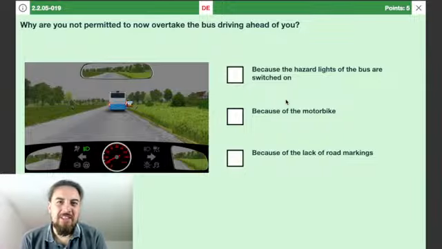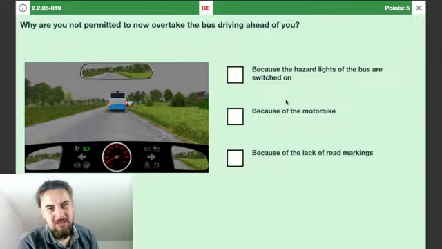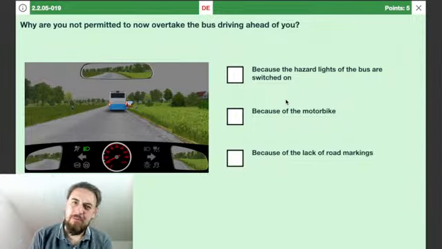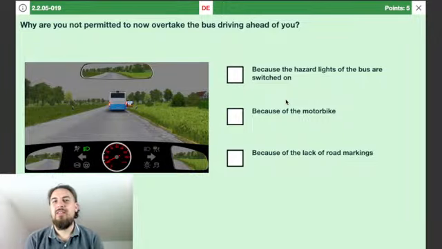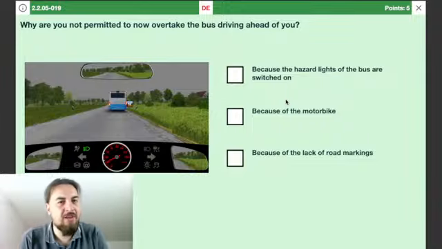Maybe a small question in between before I read all the answers. If the bus has emergency lights on, are you allowed to overtake a bus? Yeah, you are, but just with walking speed. Exactly, that was the correct answer. So let's have a look. We are not permitted to now overtake the bus driving ahead of you because the hazard lights of the bus are switched on, because of the motorbike, because of the lack of road markings.